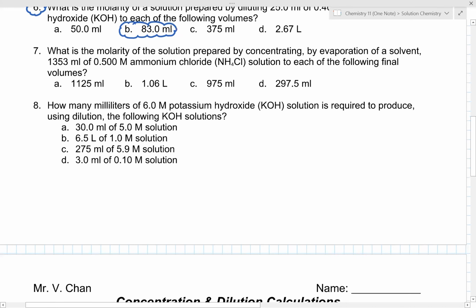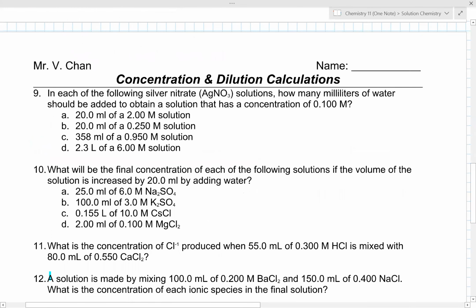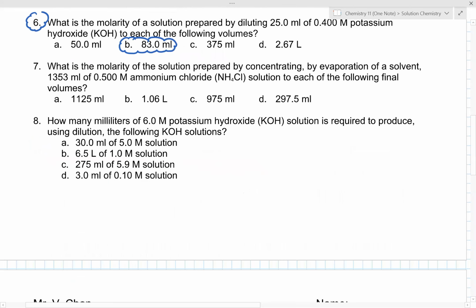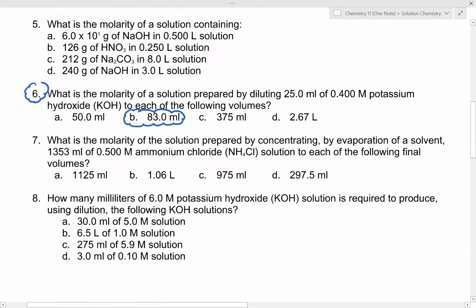And later on, I want to go over question number 9B. Okay. Now, question number 6B is pretty straightforward. It says, what is the molarity of a solution prepared by diluting 25 mL of 0.4 molarity potassium hydroxide to each of the following volumes? Now, the key word here is diluting.